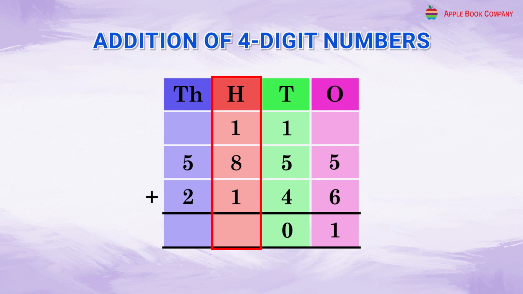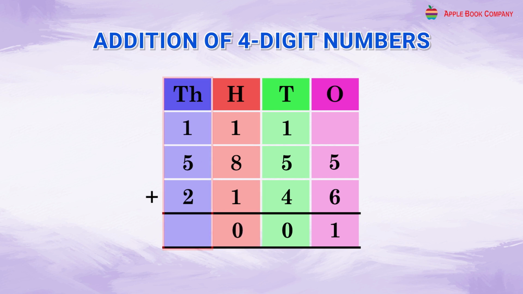In step 3, add the hundreds. 1 plus 8 plus 1 is 10. So carry 1 to the thousands place. In step 4, add the thousands. 1 plus 5 plus 2 is 8.